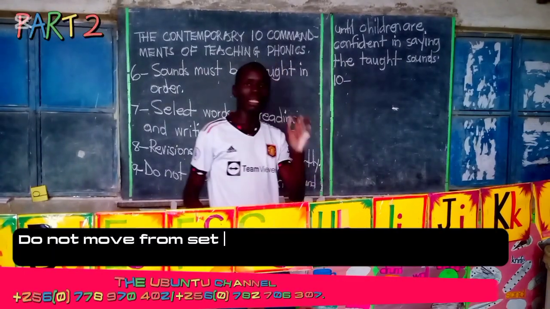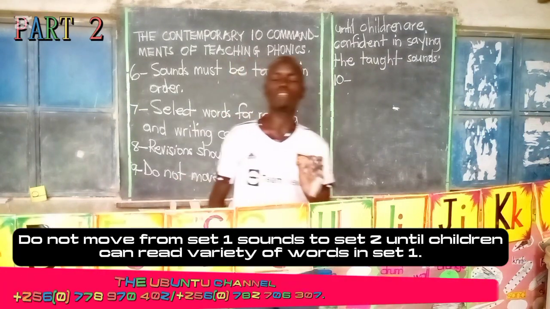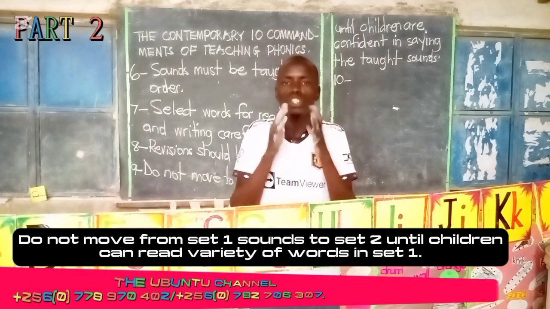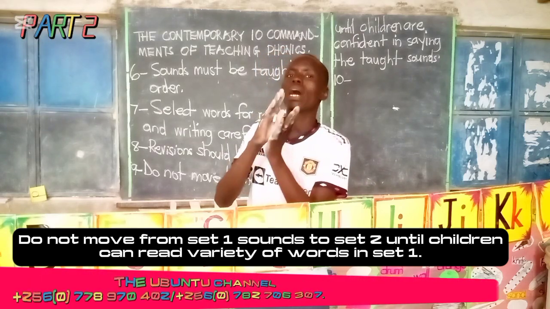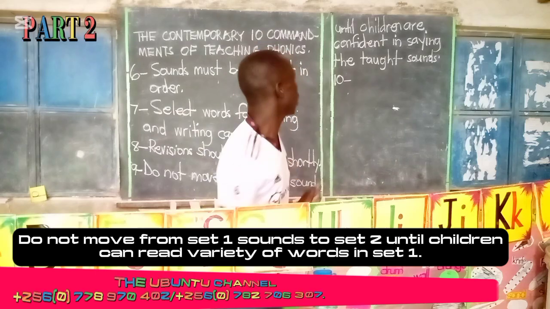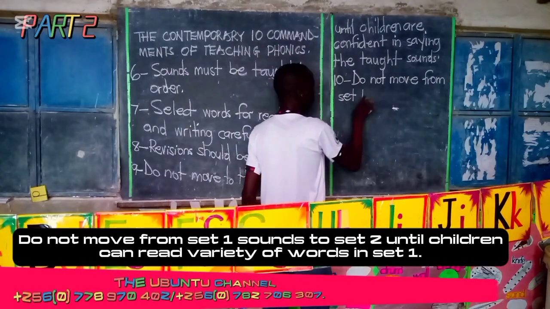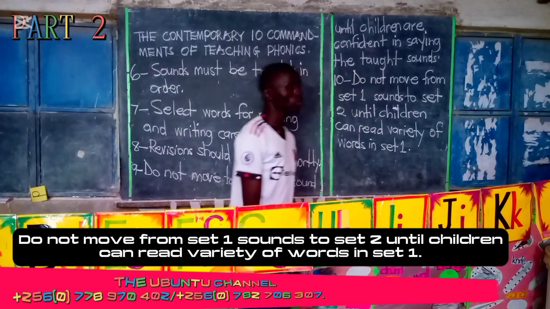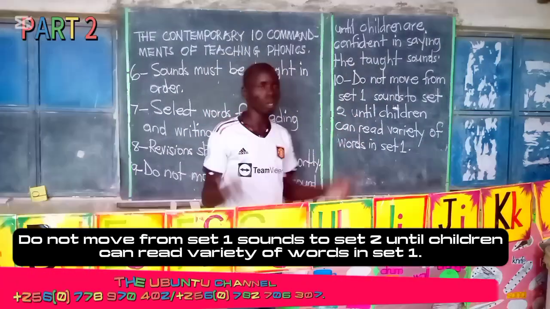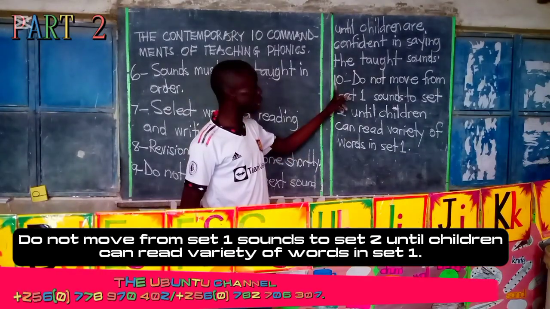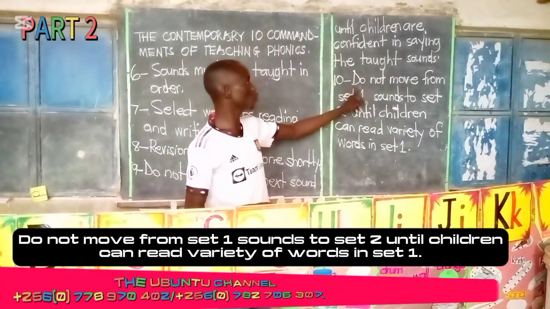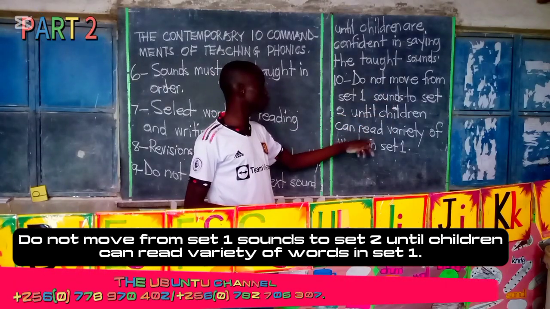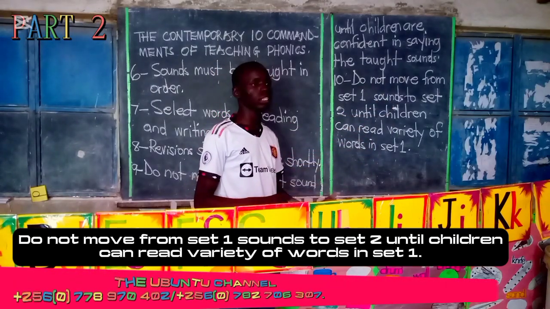Number 10 is saying, do not move from set 1 sound to set 2 sound before children can read variety of words under set 1 sound. So to crown it all, we are coming here. Number 10, the 10th commandment is saying, do not move from set 1 sounds to set 2 until children can read variety of words in set 1.